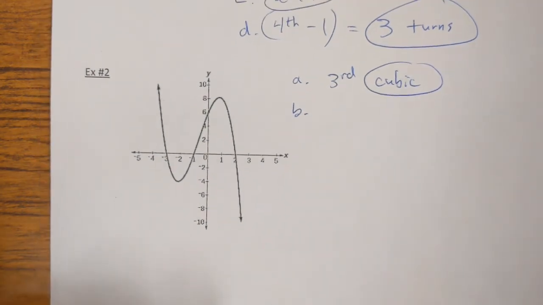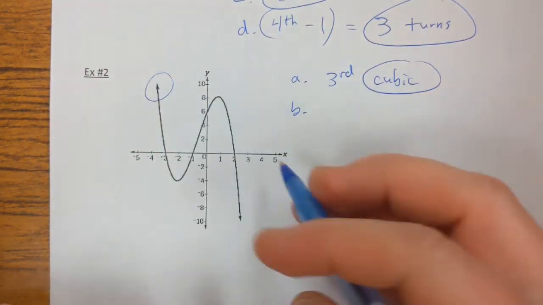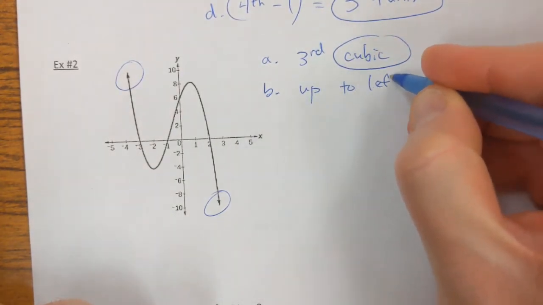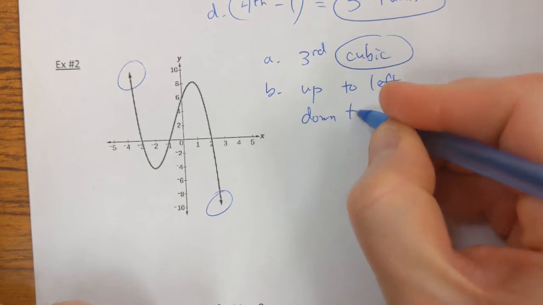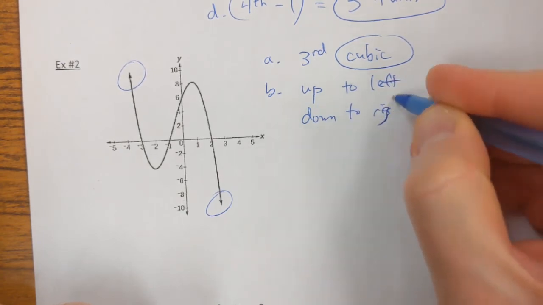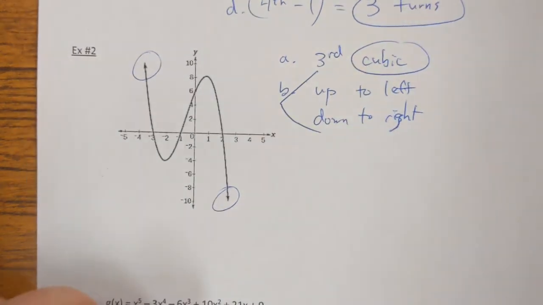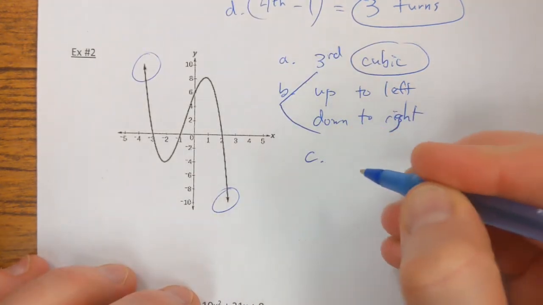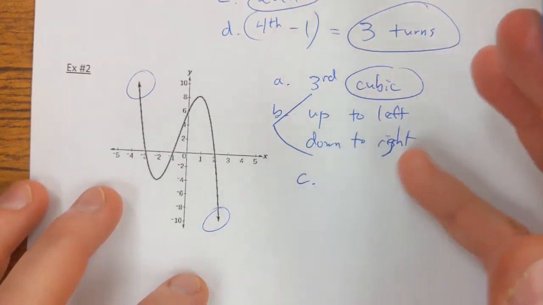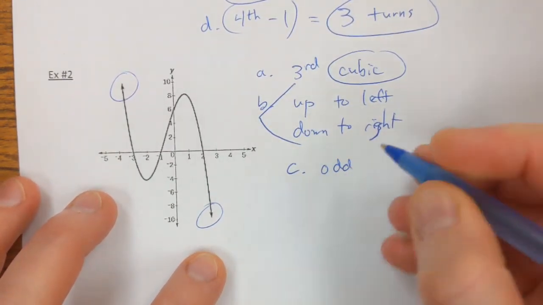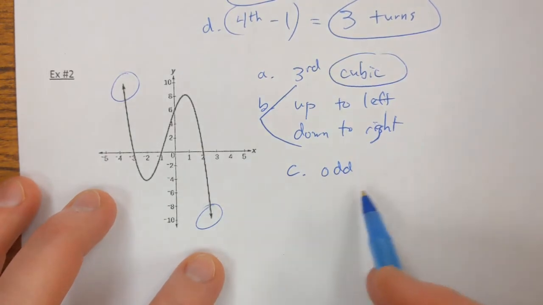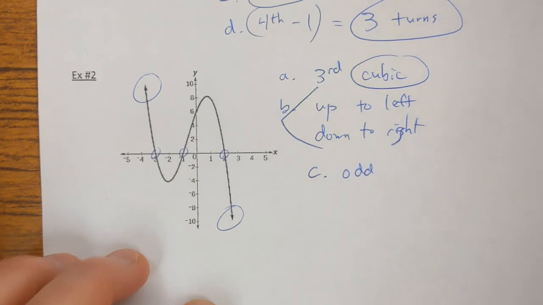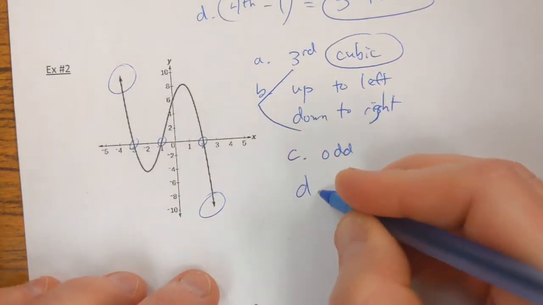And listen, here, they tell me the end behavior. This arrow goes up, this arrow goes down. We say it goes up to the left, down to the right. That's called the end behavior. The number of real zeros is going to be odd. Since third is an odd number, the number of real zeros is going to be odd, and you can actually count. It has 1, 2, 3 zeros, which is an odd number.